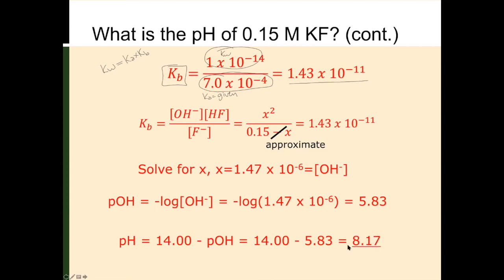And again, you can always reality check that answer, because I suspected that this was going to be a basic solution. It would have a pH higher than 7, because this fluoride ion is going to behave as a weak base. It is the conjugate base of a weak acid, so in solution it behaves as a weak base, which should lead to a solution with a pH greater than 7, and yes, my calculation confirms that.